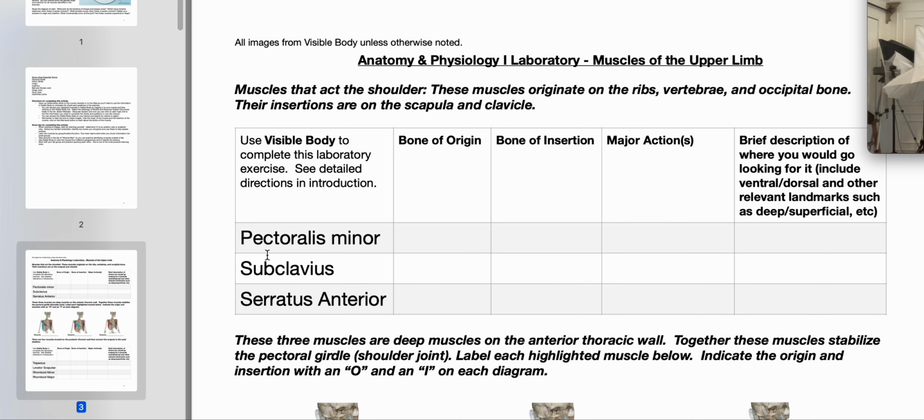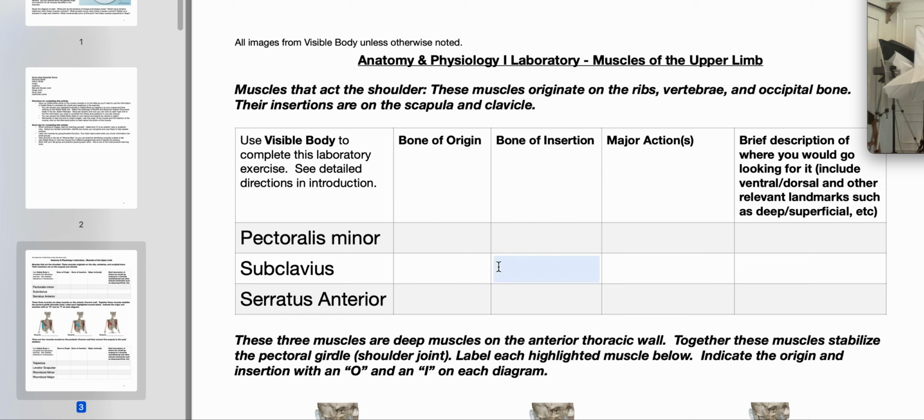Notice there are just 3 muscles in this chart, and it tells you right above the chart that these are muscles that act on the shoulder. They're not all the muscles that act on the shoulder, but these ones all originate on the ribs, the vertebra, and the occipital bone. You don't have to memorize that, but it gives you a big hint at what they might do. Remember, the origin is the bone that doesn't move, and the insertion is the bone that does move. It says their insertions are on the scapula or the clavicle.